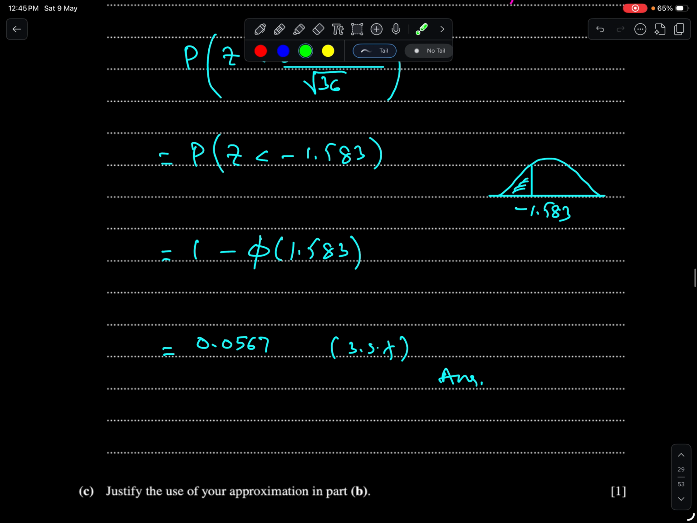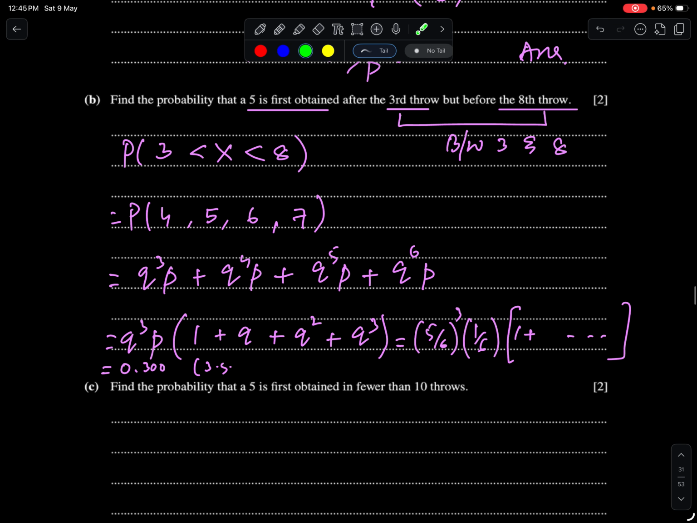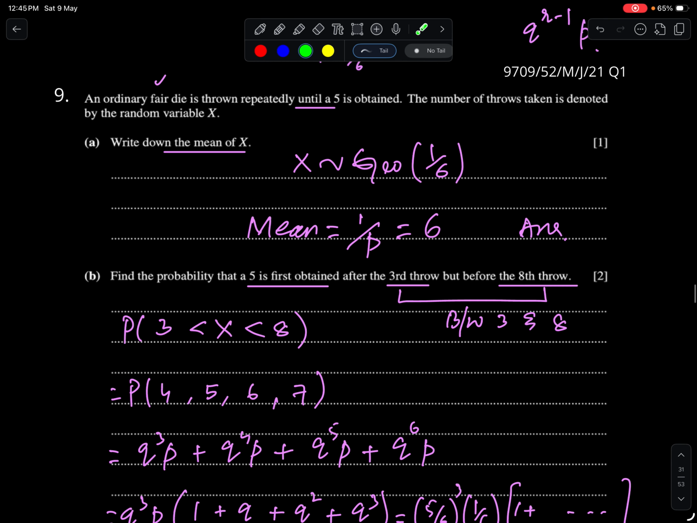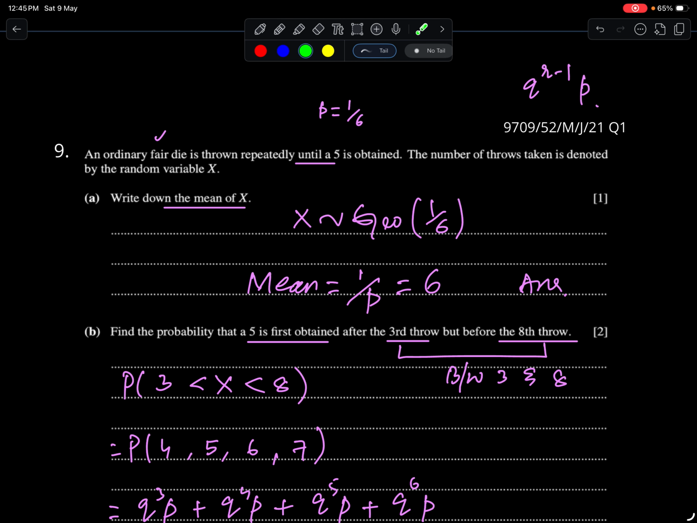Let me find a good question of geometric distribution and a combined question of geometric and binomial. Okay, let's check this question. An ordinary fair die is thrown repeatedly until a 5 is obtained. So the probability of 5 is 1/6 on a fair die. Write down the mean. Just write the reciprocal of this.